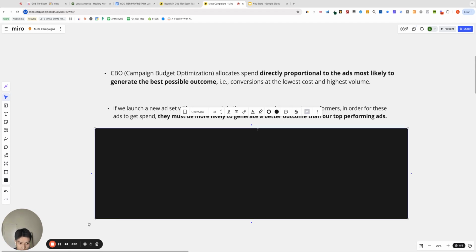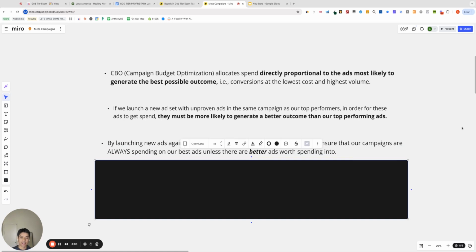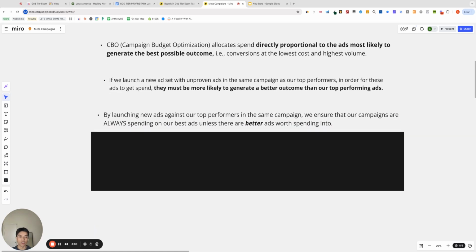And so because of that, by launching new ads against our top performers in the same campaign, we ensure that our campaigns are always spending on our best ads unless there are better ads worth spending to.